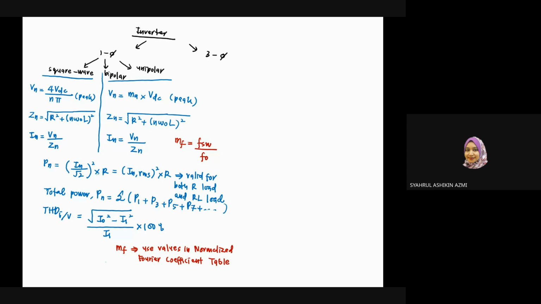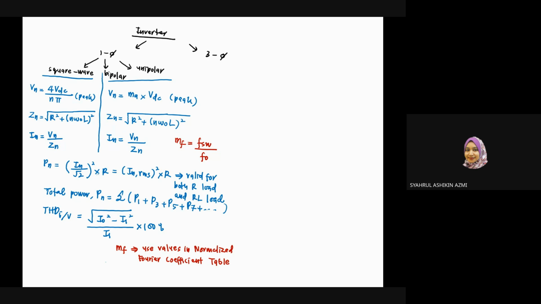Okay. So if let's say you have bipolar, you need to make sure that you refer to the correct normalized Fourier coefficient for bipolar PWM. If it is unipolar, refer to the correct table. What else for the single phase? Yeah, I think that is basically it on the single phase. So basically the question will linger around this.